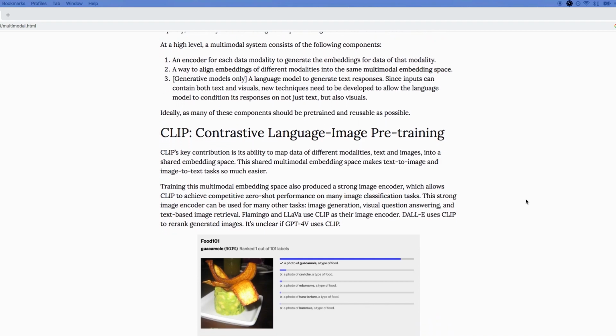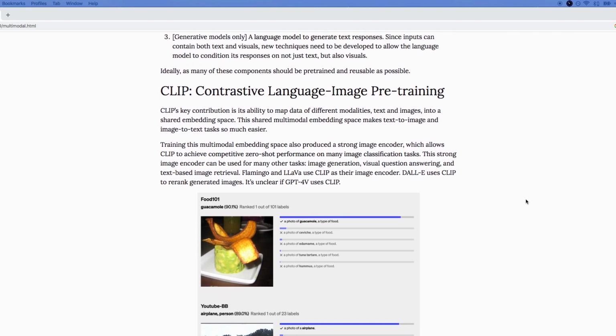Since inputs can contain both text and visuals, new techniques need to be developed to allow the language model to condition its responses on not just text, but also visuals. Ideally, as many of these components should be pre-trained and reusable as possible.